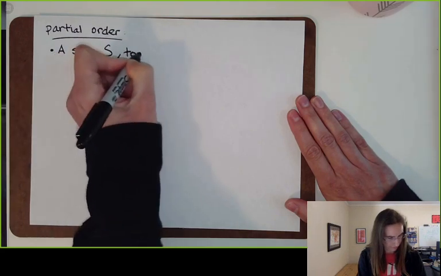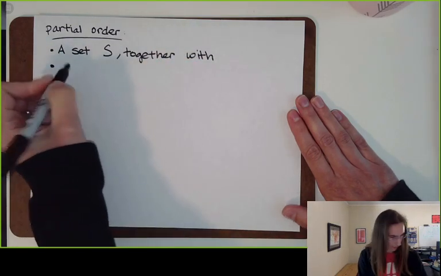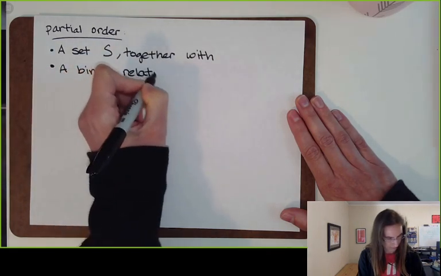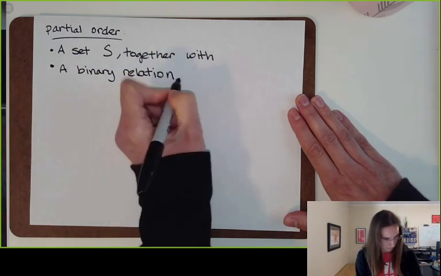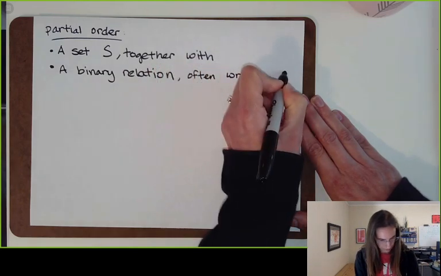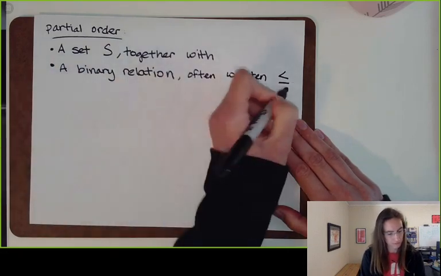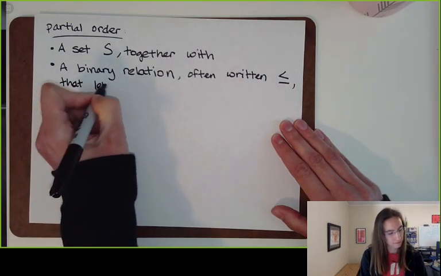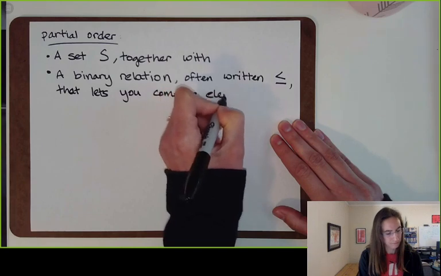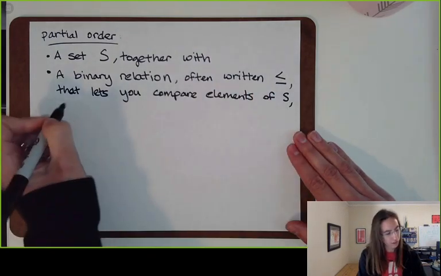Together with a binary relation, which is often written using something like this that looks like less than or equals, that lets you compare things from the set S. And has the following properties.